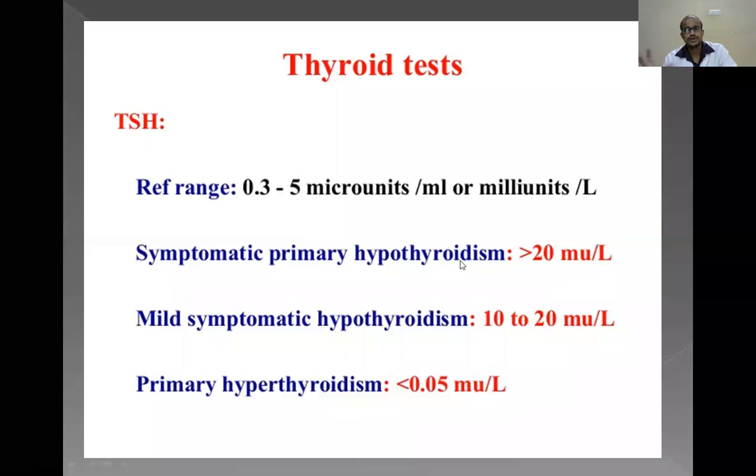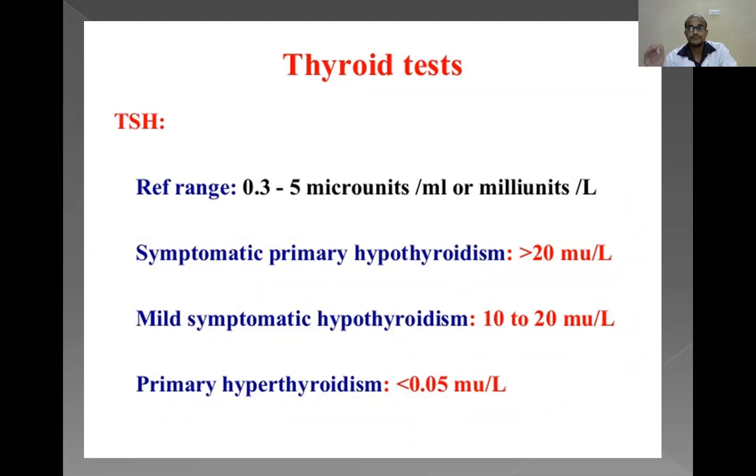TSH is also very important because initially in hypothyroidism, first the TSH levels will be increased. We can't see any difference in T3 and T4. They will be normal. The increase in TSH levels is initially seen in hypothyroidism. Okay, and we can see whether it is symptomatic or asymptomatic hypothyroidism or primary hyperthyroidism. In asymptomatic, the TSH will be increased to some extent, and in symptomatic hypothyroidism it increases to more than 20, and in hyperthyroidism it will be decreased. In hyperthyroidism, the T3 and T4 are increased and TSH is decreased.